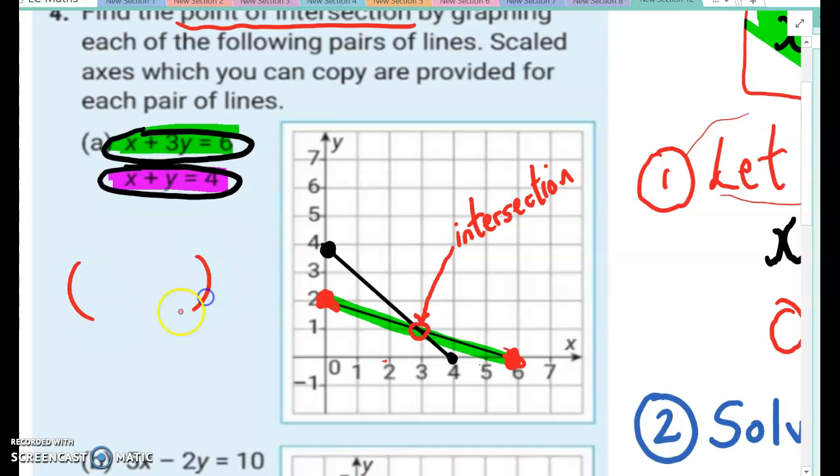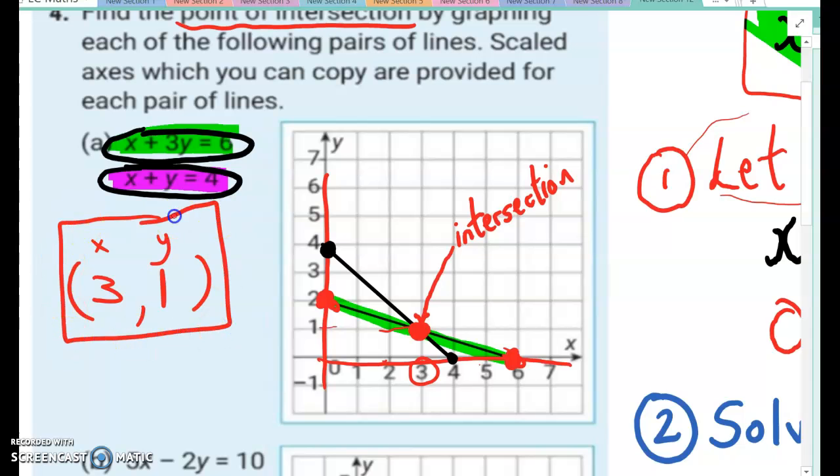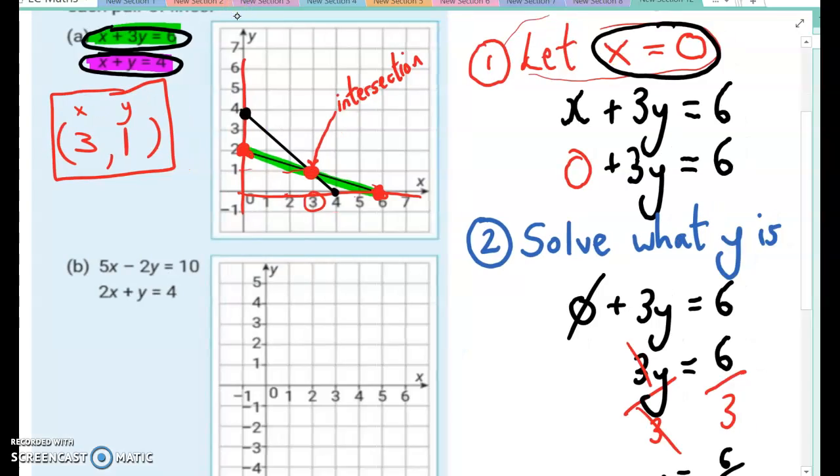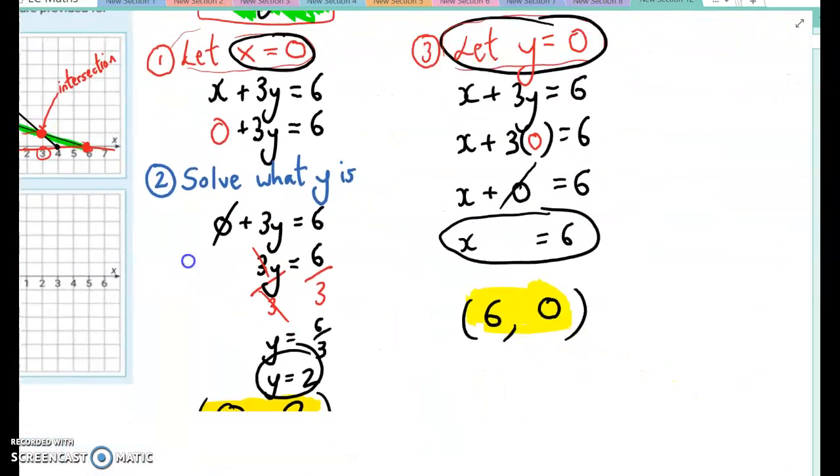Now what is that point right there? Well, it's going to be two brackets, two numbers. So the first one is always taken from the x-axis and the second one always taken from the y-axis. So where is that point along the x-axis, along this axis here? It's at 3. And where is it along the y-axis? It's at 1. So that's the point of intersection. Okay, that's that question done. And there's another one to try. But that's basically how you do it.